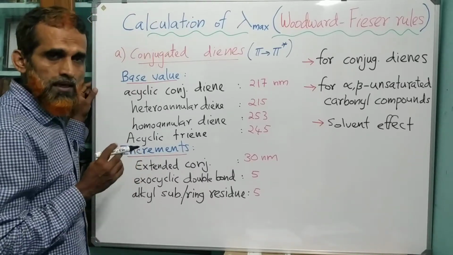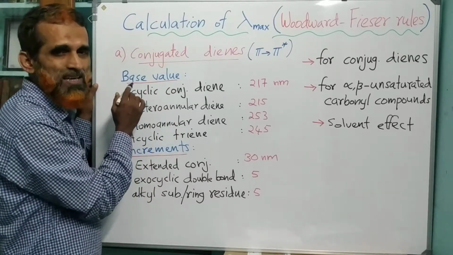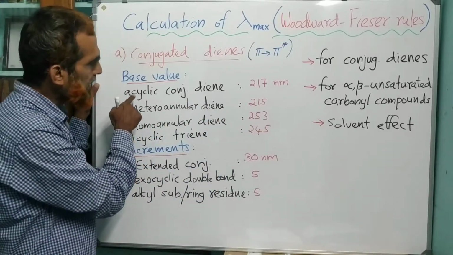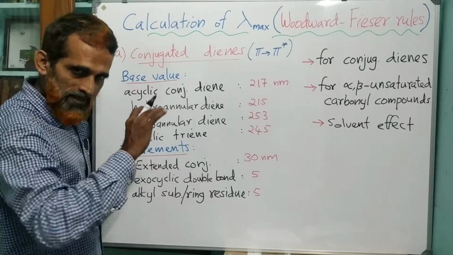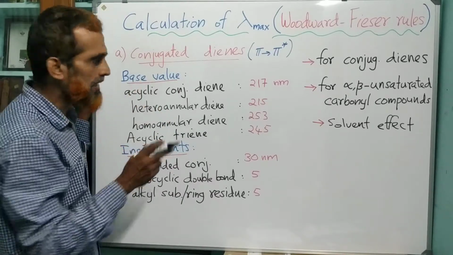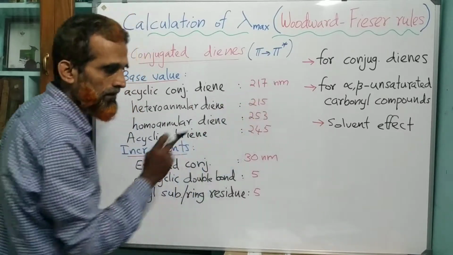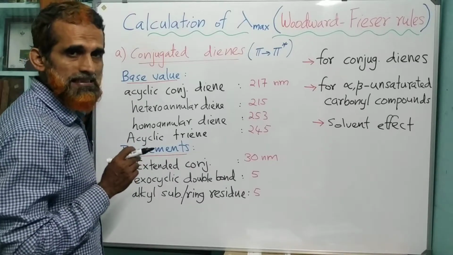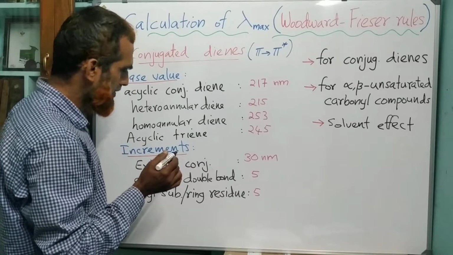Now, in the calculation, there are two parts. First, we should fix what is the base value of the given compound. If it is an open chain conjugated diene, the base value is 215 nanometer. If it is cyclic, there are two cases. It can be heteroannular. I will explain that.